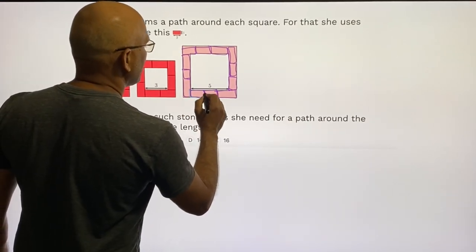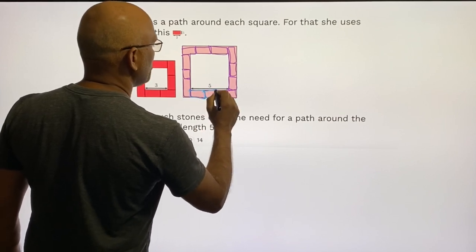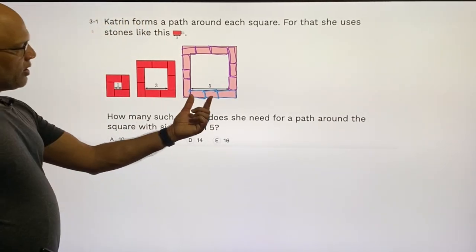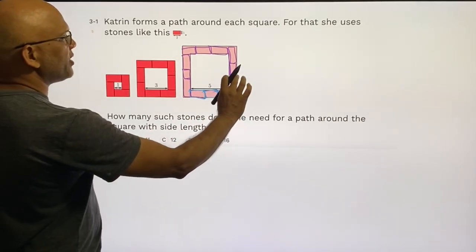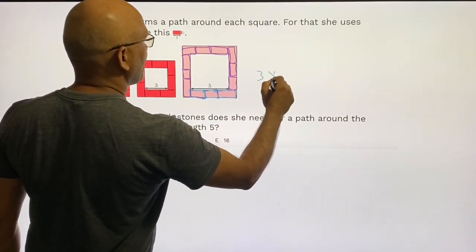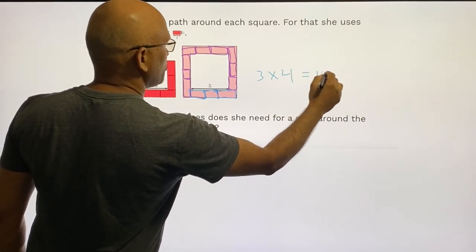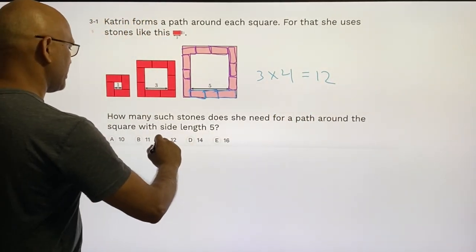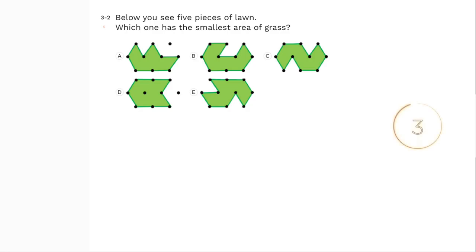This pattern here, 1, 2, and 3. They are repeating. So there are 3 here, 3 here, 3 here, 3 here. So 3 and there are 4 sides, 12. So we need 12 bricks. C is the correct choice.